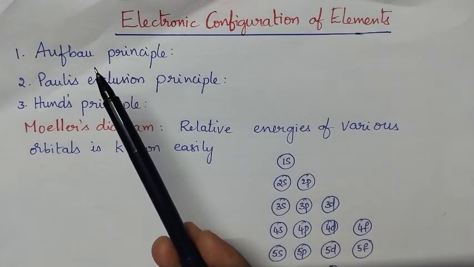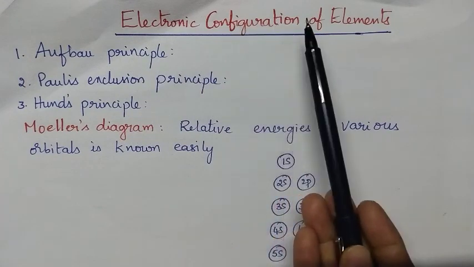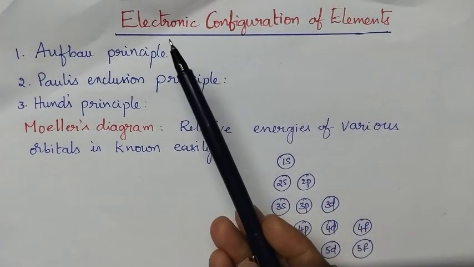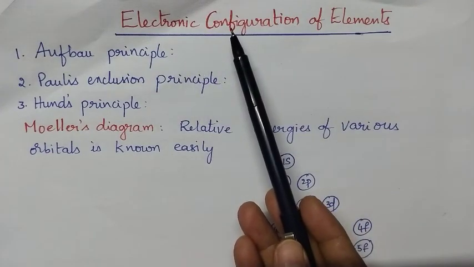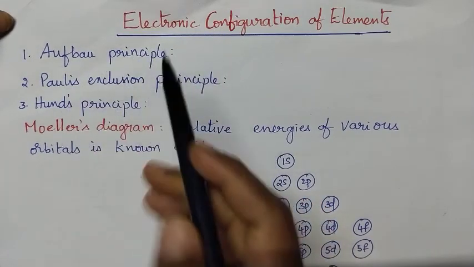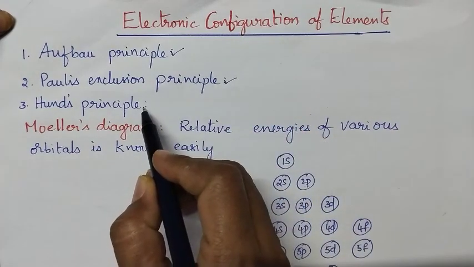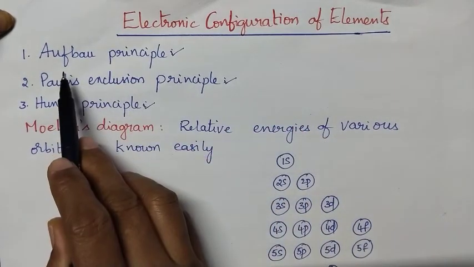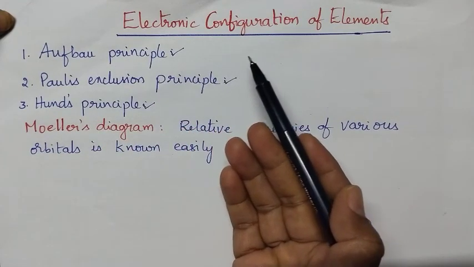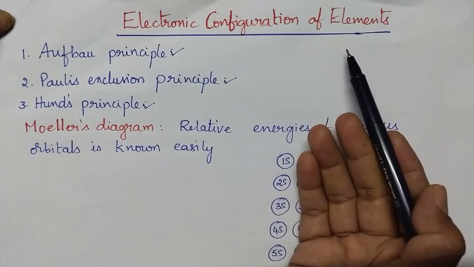In this video, I am going to discuss in detail about the electronic configuration of elements up to atomic number 30. While writing electronic configuration, one should follow three basic principles, namely Aufbau's principle, Pauli's exclusion principle and Hund's principle. According to Aufbau's principle, electrons enter into the orbitals in the increasing order of their energy.